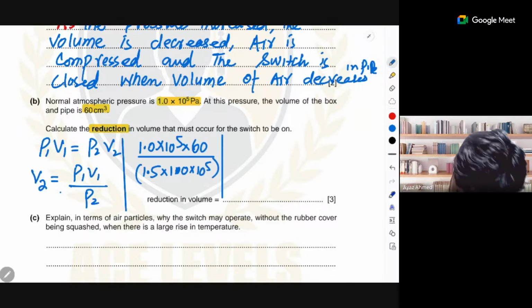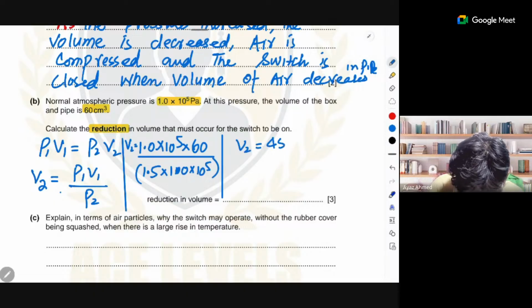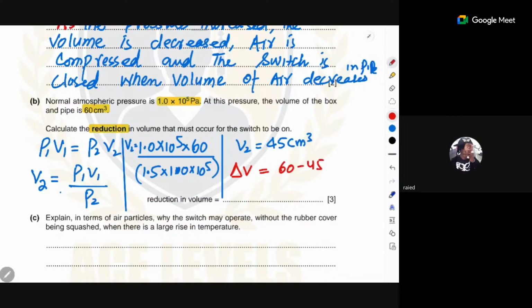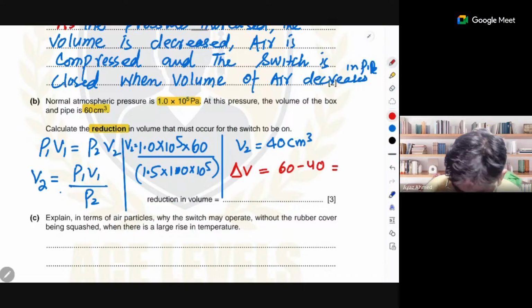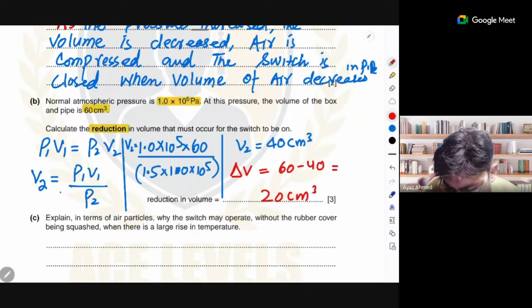So just please give me the calculations. What is the new volume? 40 cubic centimeter. So the reduction is the change in volume, and that is 60 minus 40, so that is 20 cubic centimeter.